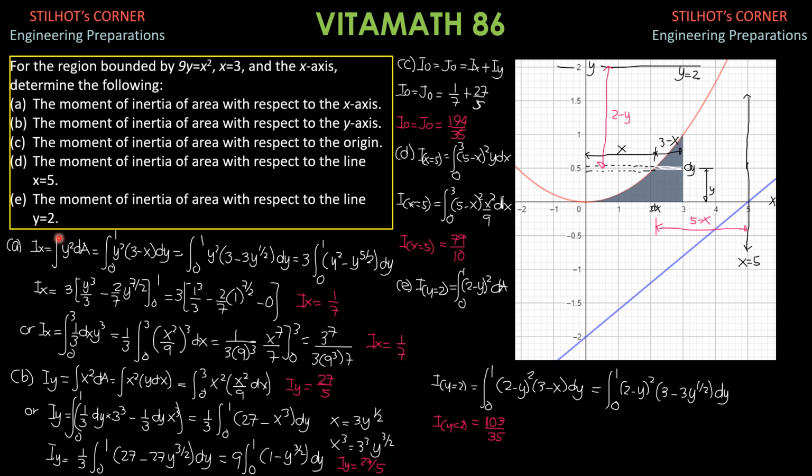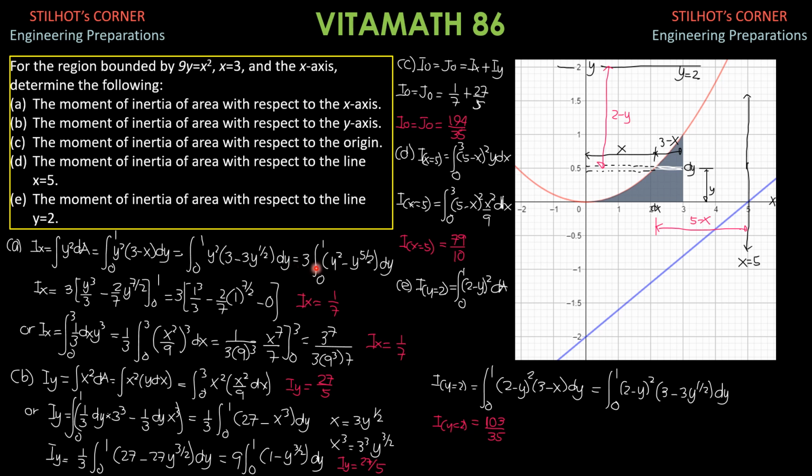So Ix is the integral of the square of the distance of any point on the strip from the x-axis, which is y, so y squared dA. And dA is the area of this strip, which is length 3 minus x, thickness dy. Since the variable of integration is y, we replace x by the square root of 9y, or 3 square root of y. So Ix is the integral from 0 to 1 of y squared times the quantity 3 minus x, and x is 3 square root of y, or 3y to the 1/2, dy.